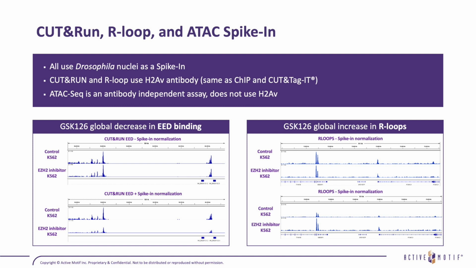On the right, we are looking at R loops. So R loops are genomic structures where you have 3 nucleic acids.